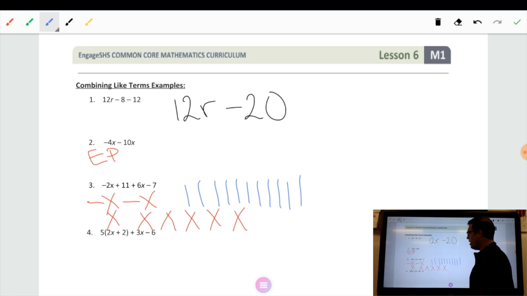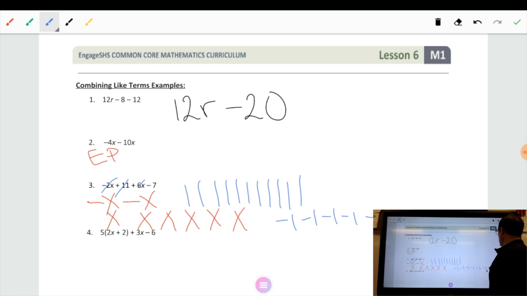And then last of all, I've talked about 1, 2, 3 of them. Now I'm going to write the minus 7. So minus 1, minus 1, minus 1, minus 1, minus 1, minus 1, minus 1. There are my 7. There are my 7 negatives, my 11 positives.